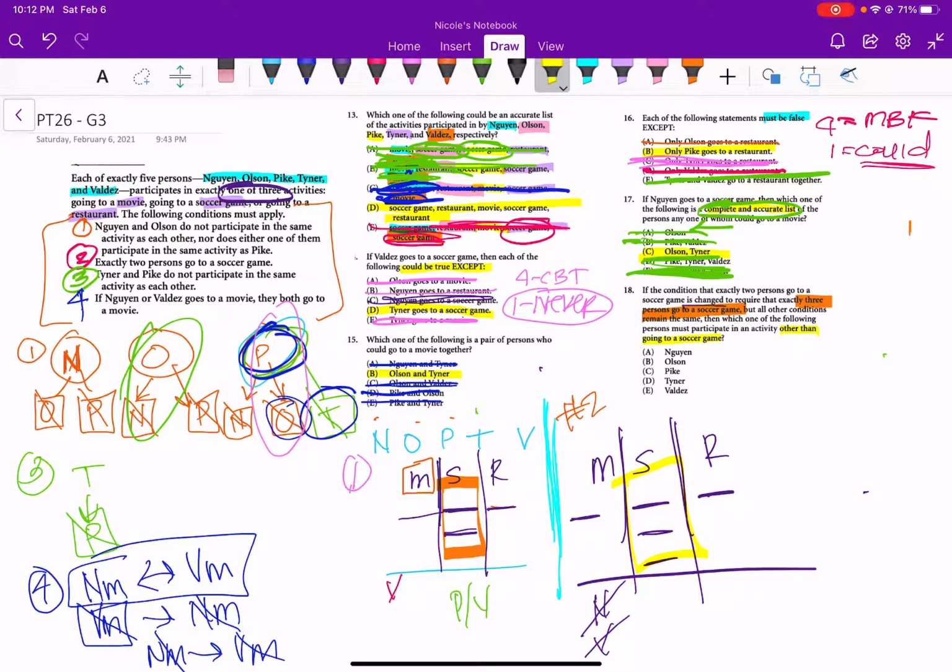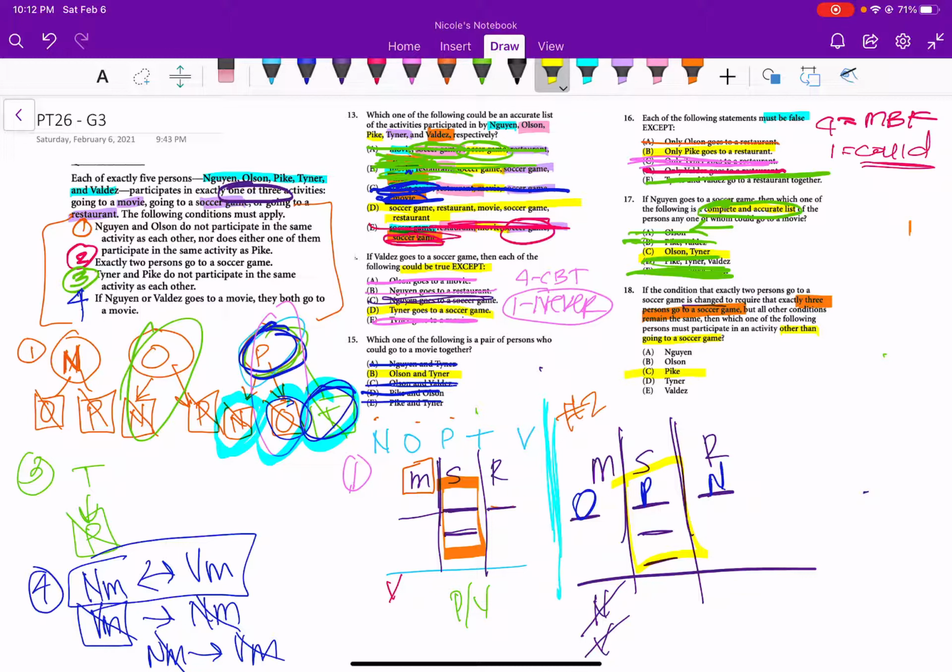I'm going to guess that it's going to be P because P cannot be with 3 people. Let's look at this. P cannot be with N, P cannot be with O, and P cannot be with T. And so if we were to put P right in here, what happens? Well, it can't be with N, and we know N can't go to the movie, so we're going to put N over here. P can't be with O, so we're just going to put O going to the movie. But then that leaves T, and there's nowhere for T to go. And so our answer choice is going to be C.